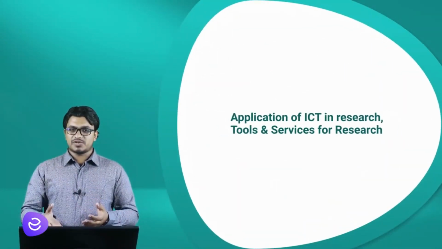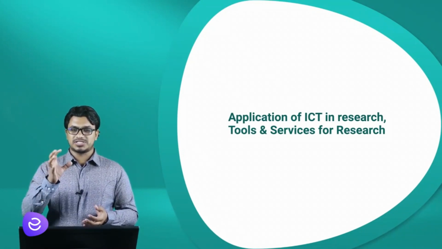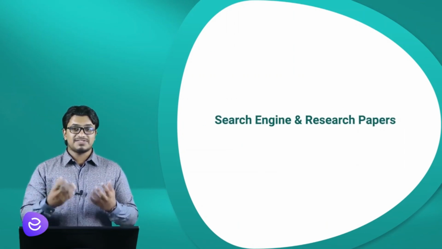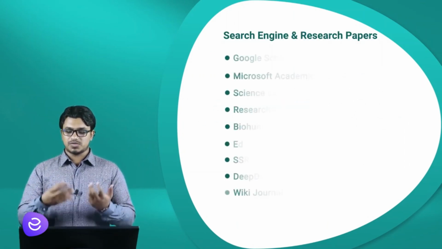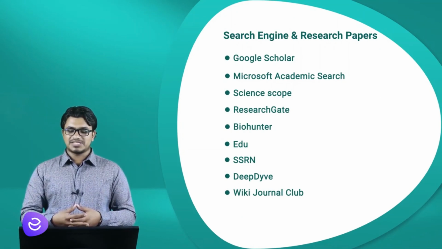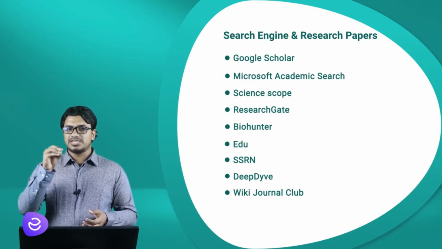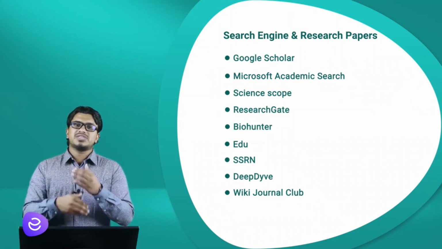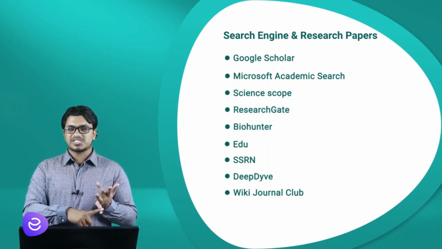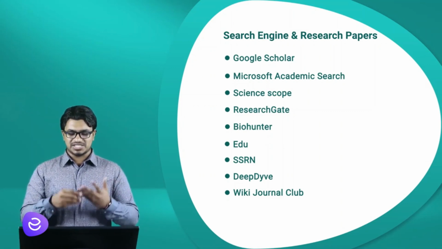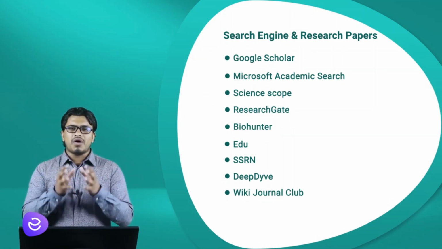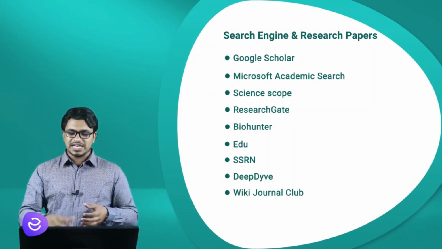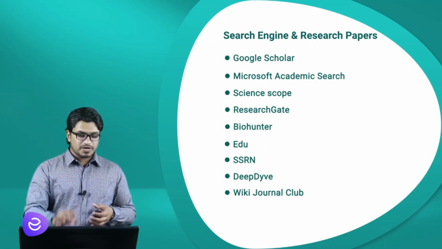Now, applications of ICT in research, the ICT tools that we use in research. We have search engines like Google Scholar, Microsoft Academic Search, for research papers. These are not just search engines like Google, Yahoo and Bing. No, not like that. It's actually scholarly search engines like Google Scholar, Microsoft Academic Search, Science Scope, ResearchGate. So all these are portals or search engines specifically for the purpose of research.